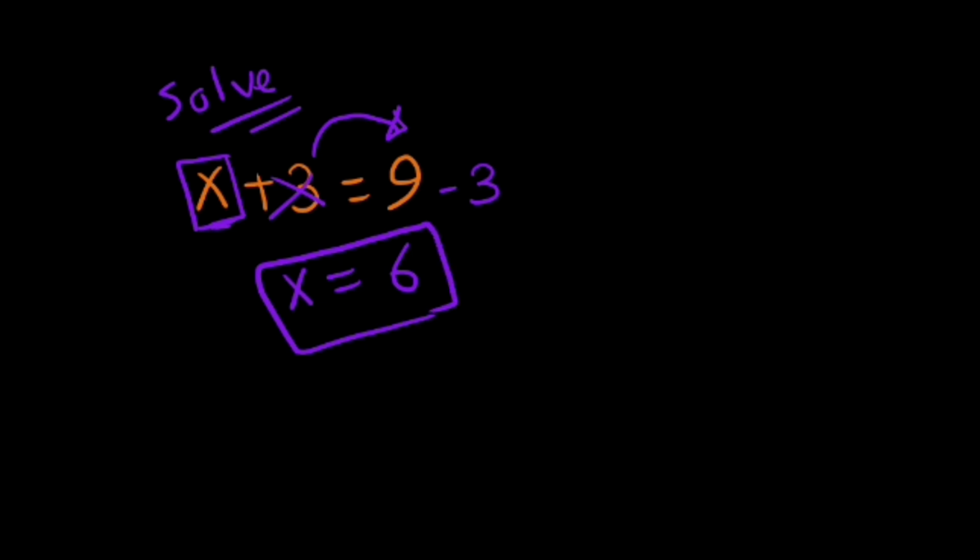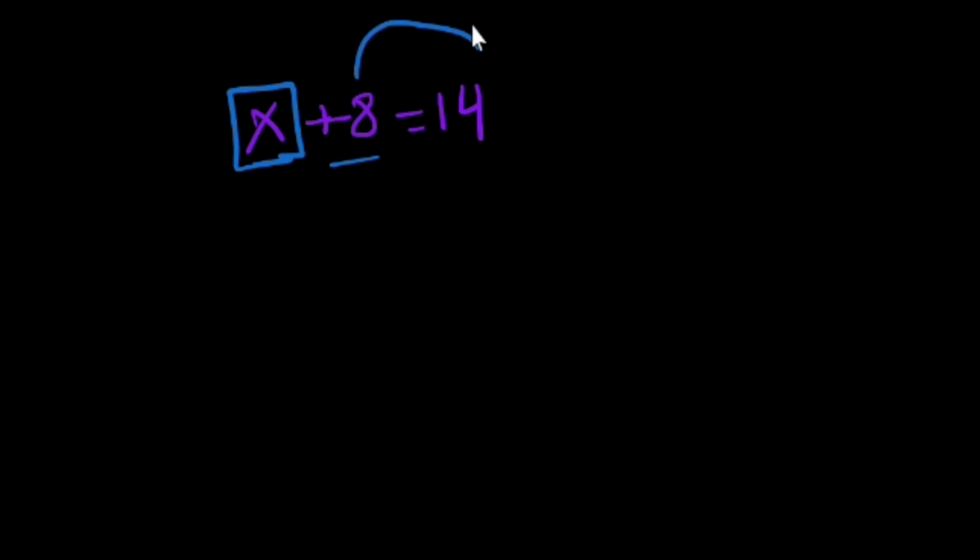Let's find another one. If I say that I have x plus 8 equals 14, how can we solve this? Again, I need to find the value of x, so I leave it the same, and I want to get rid of 8 because I just need x on one side. So how can I get rid of 8? Take it to the opposite side with the inverse sign.